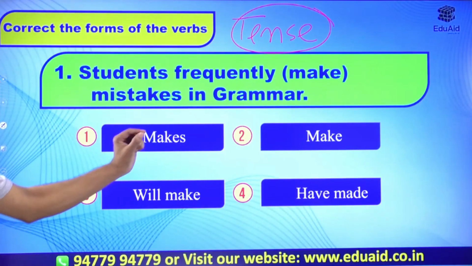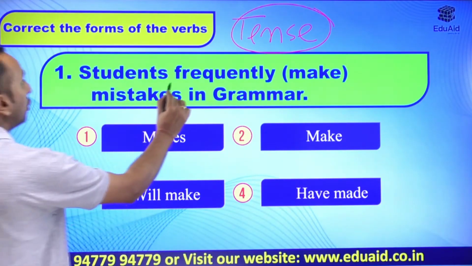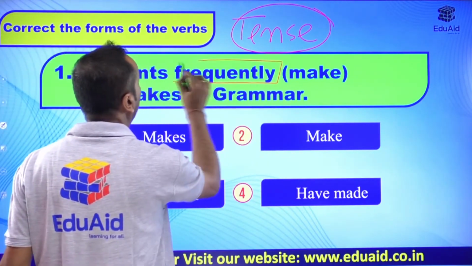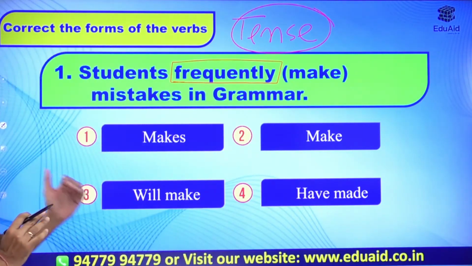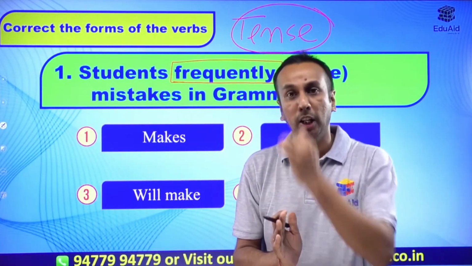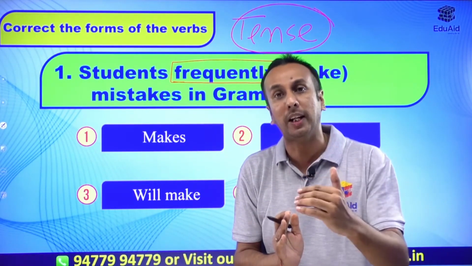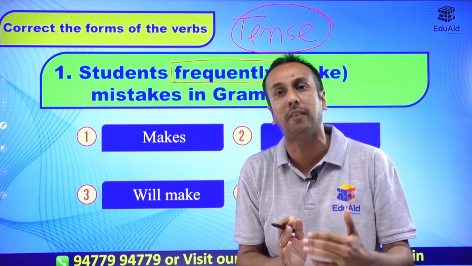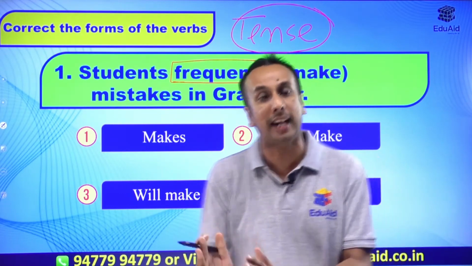Question number 1: students frequently make mistakes in grammar. So the clue in the question is the word frequently. Which tense will you make it? Yes, Harshit, very good. It's a habitual action. When we say frequently, we refer to something which is habitually being done.